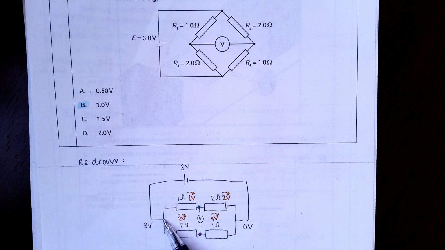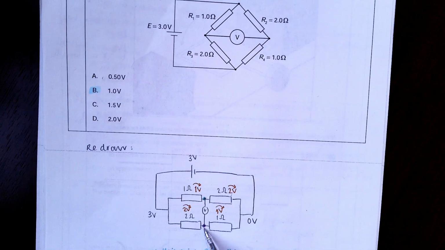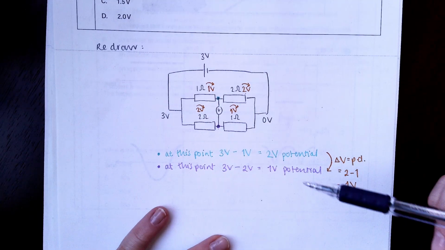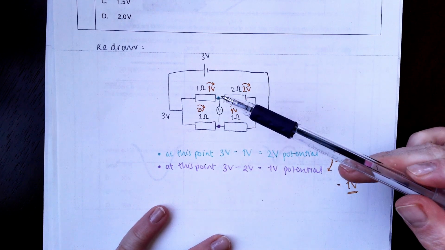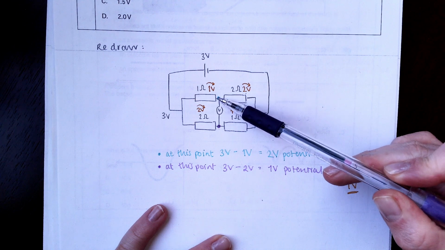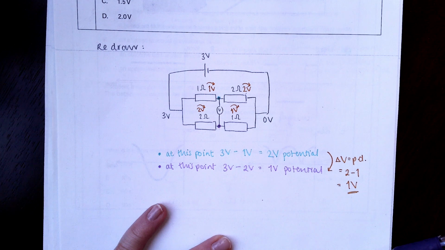So if I'm at a value of 3 volts here and I transfer 1, at this point I'm at a potential value of 2 volts. If I take the second path though, I'm at 3, I transfer 2, at this point my potential value is 1 volt. Okay, so I've listed this below. So you can see at this point I had 3 minus 1, I have 2 volts of potential. Here I have 3 minus 2, I have 1 volt of potential.